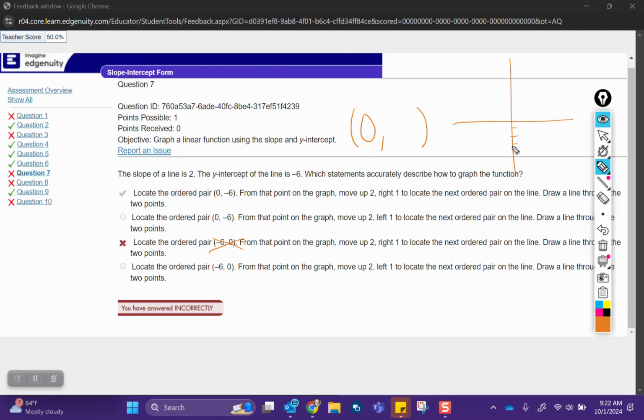So if I started down here, 4, 5, 6, 1, 2, 3, 4, I'll just do a couple dots. You're going to go up 2 over 1, up 2 over 1, up 2 over 1, because the slope, we always think of it like a fraction. It's the rise over the run.